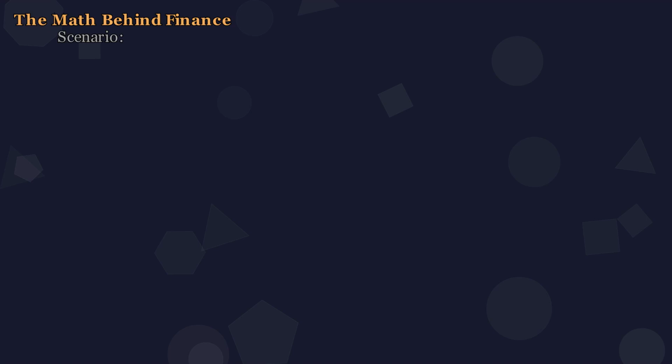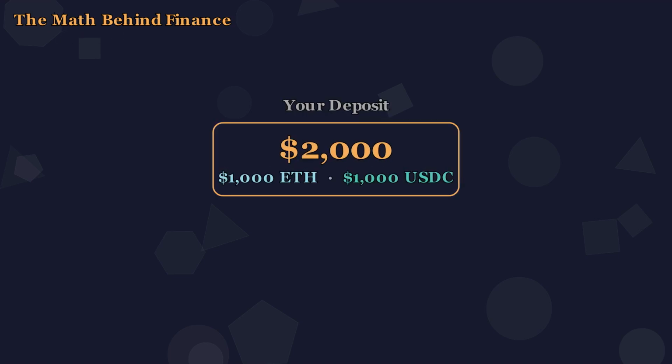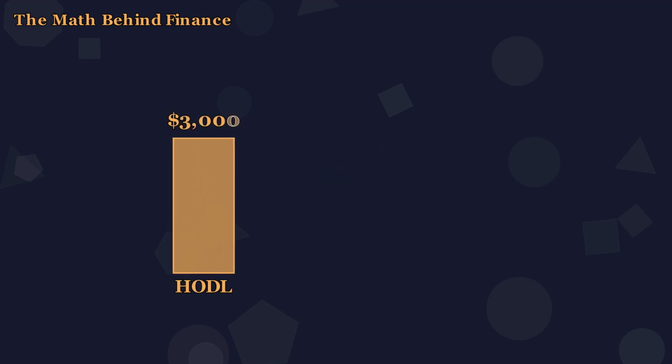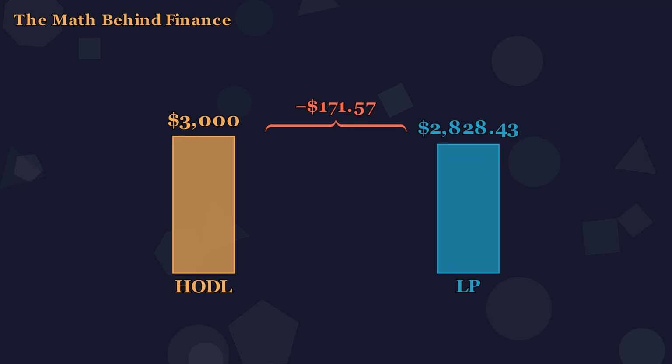Imagine you put $2,000 into a Uniswap pool, half in ETH, half in USDC. Then ETH doubles. You expect your position to be worth $3,000. Instead, you withdraw $2,828. That missing $172 didn't go to fees, it didn't go to the market. It went to a mathematical reality called impermanent loss.